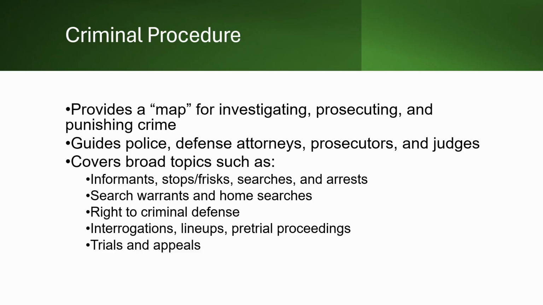Criminal procedure provides the outline, or the map, for investigating, prosecuting, and punishing crime. The rules of criminal procedure are meant to serve as a guide to police, defense attorneys, prosecutors, and judges. Criminal procedure covers a number of rights. However, as we will discuss today, many of these rights did not exist for a number of years until the Supreme Court took on its role as the interpreting body for the Constitution. In fact, it wasn't until the movement for nationalization or constitutionalization, as some call it, that many of these rights became what most people view as implicit.